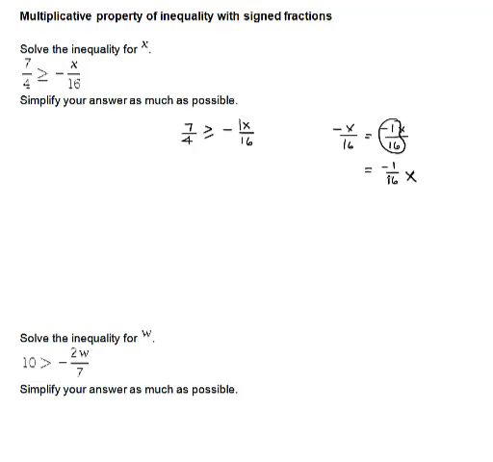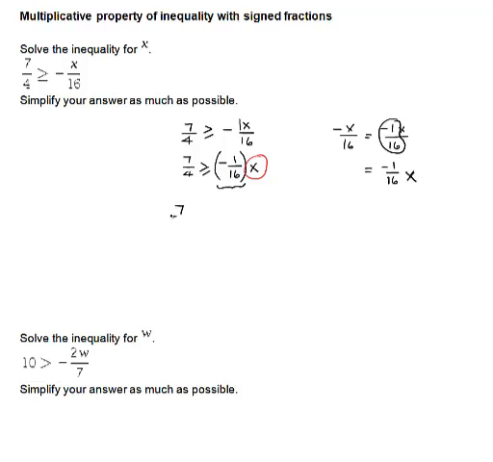So here I'll rewrite my problem as 7/4 is greater than or equal to negative 1/16 x. In order to get my x by itself, I basically need to divide by negative 1/16, which is a little bit cumbersome. But remember, dividing by a number is the same as multiplying by its reciprocal, multiplying by flipping it. So I'm only going to flip my coefficient.